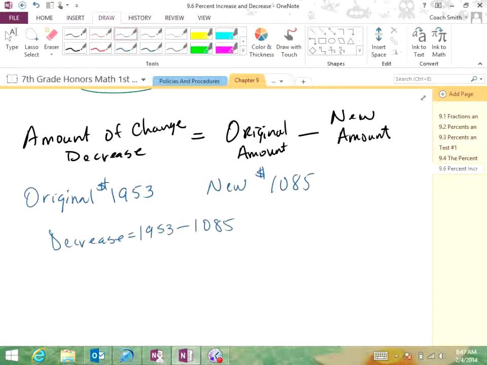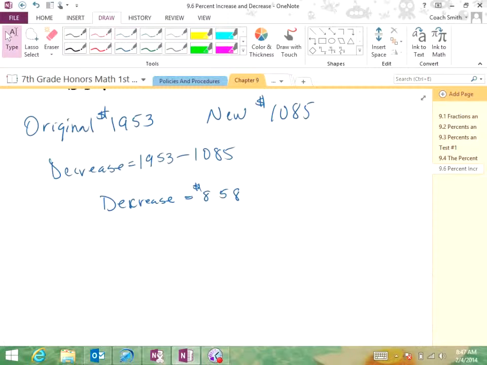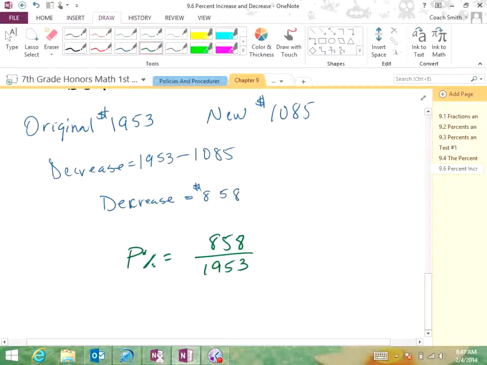Joshua, what'd you get? $858. Did everybody get that? 858. Okay. So the amount of decrease is equal to 858. This is my percent change formula. I have 858 over the original amount, 1953.